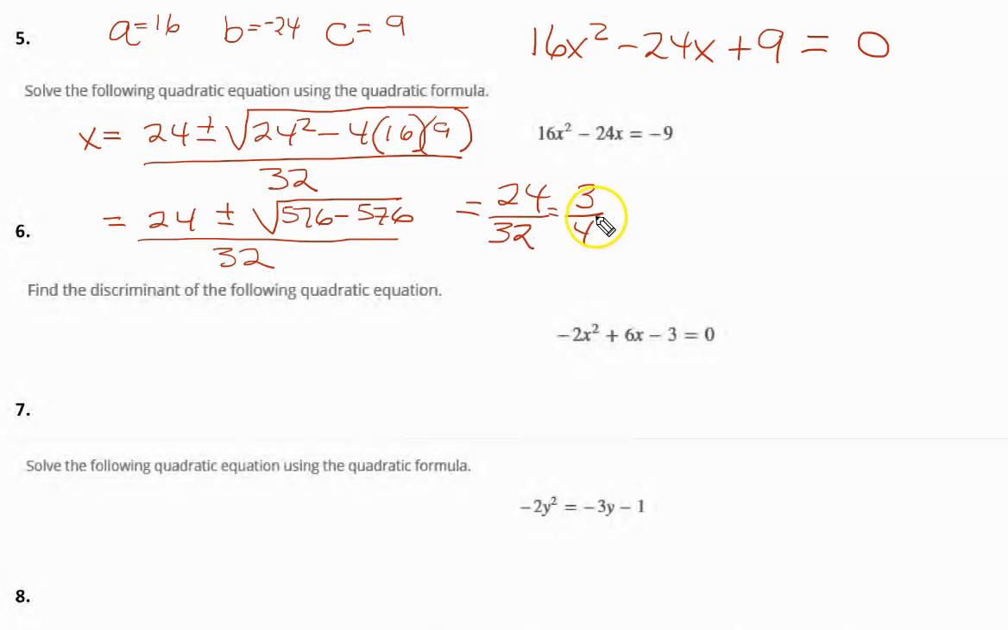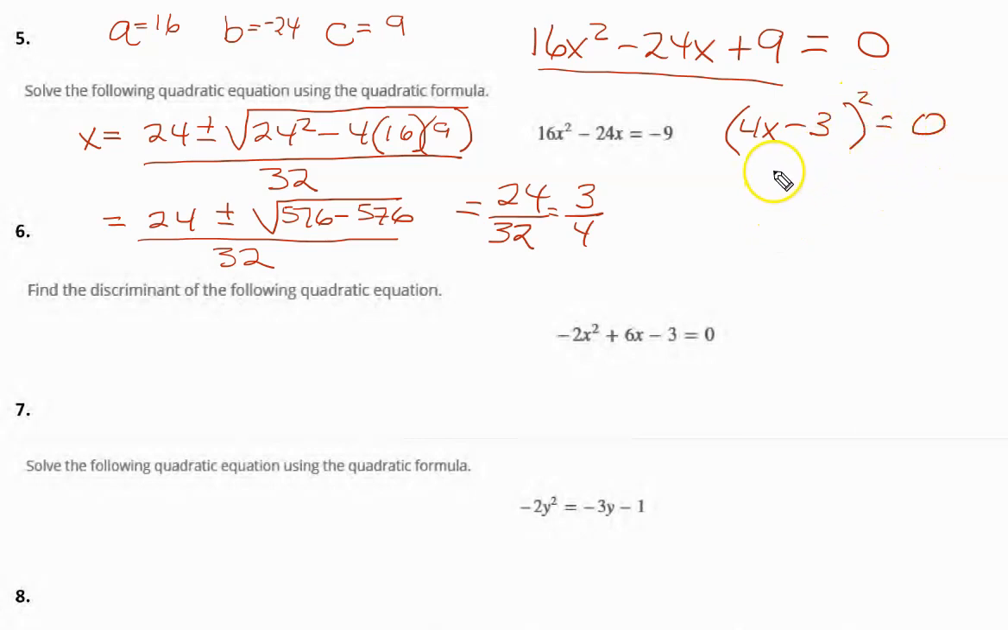So our answer is, again, our discriminant is 0. So there's only going to be one answer that is repeated. And it's 3/4. Now, looking at this again, this is a perfect square trinomial that would have been factored into this. And write this down. This is going to be 4x minus 3.